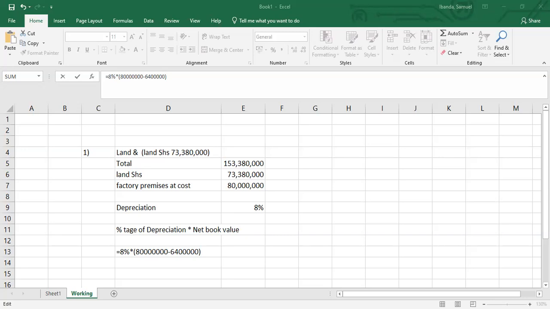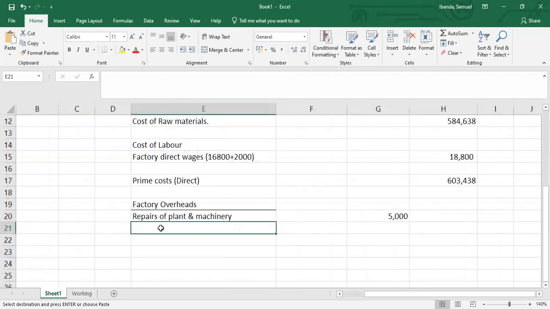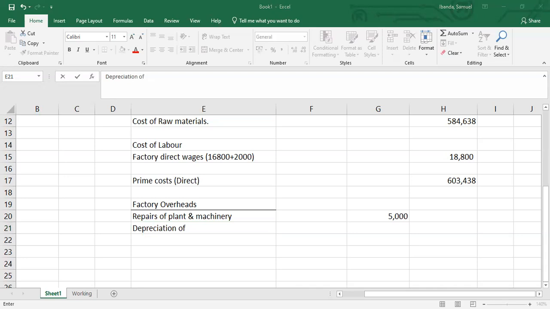You should be able to know how to calculate that. So that gives me 588,830. So ideally, if I'm taking this into my account, I'll come here and say depreciation of factory premise. I hope you're also writing these things on your side so you don't forget.